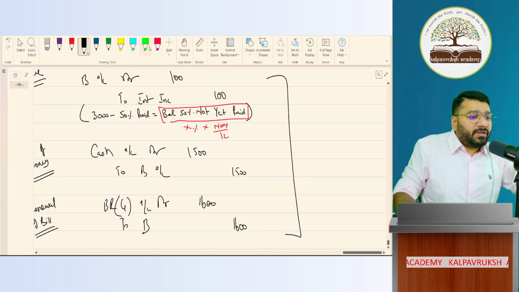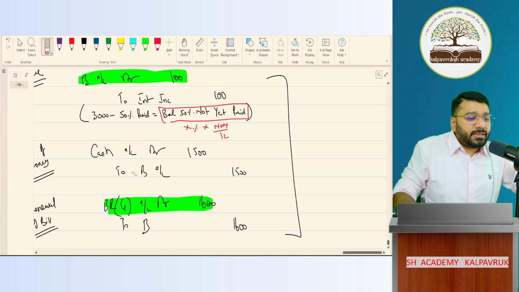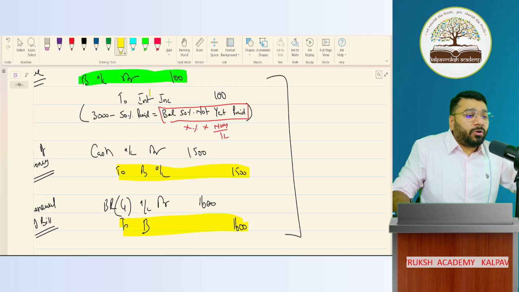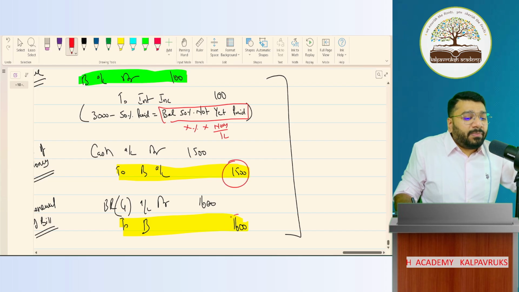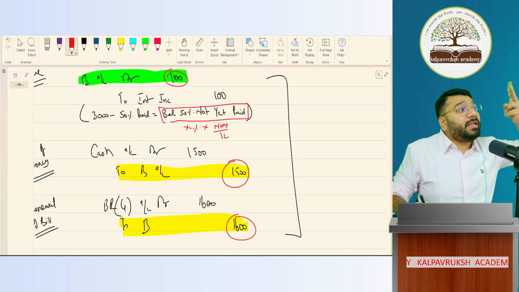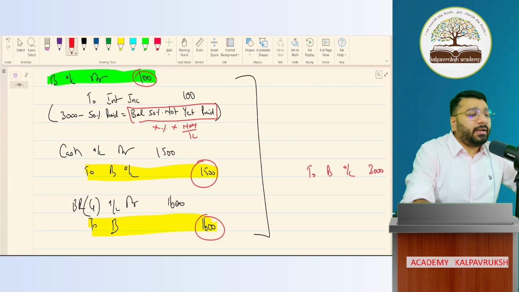Now, first B. B in debit 100. Correct? Sorry, this is B debit 100. B credit 1,500, B credit 1,600. Which is more? 1,500 plus 1,600, 3,100 in credit. Debit is 100. If I net off, what is the net credit? To B account credit is 3,000. Got it? Not got it?